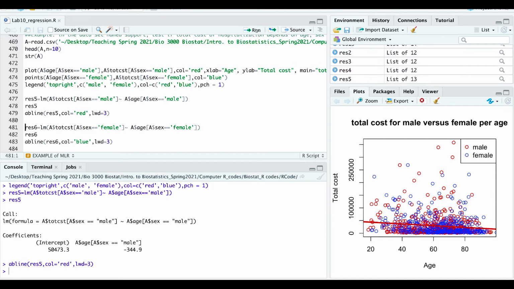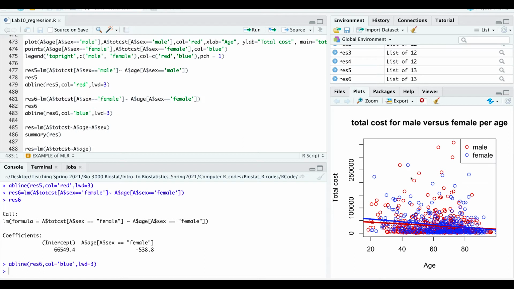Similarly, I want to draw the line for female. You see that they are almost the same. Whenever the age is small, females have a higher cost of hospital stay than males, right? But when the age is more than 85 or 90 years, then males have more cost. The total cost for males is more. It sounds like that, but we need to test statistically whether that is significant or not.